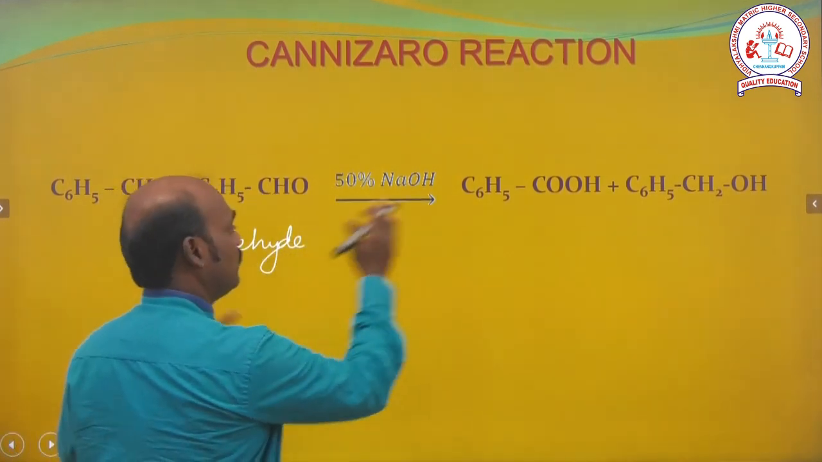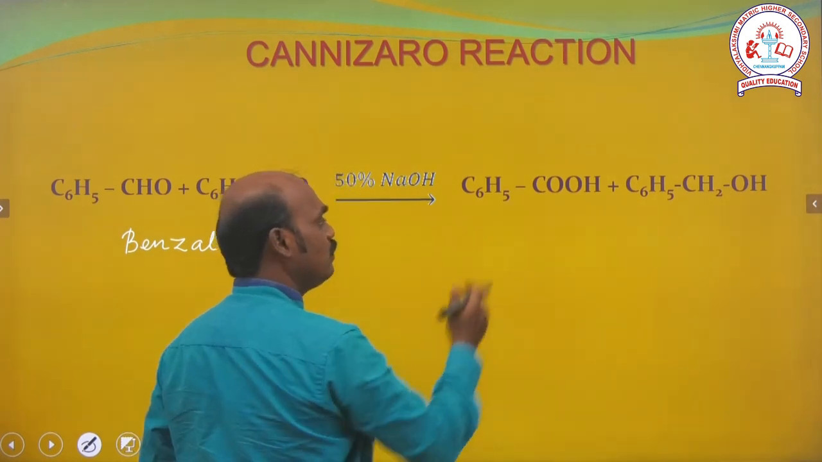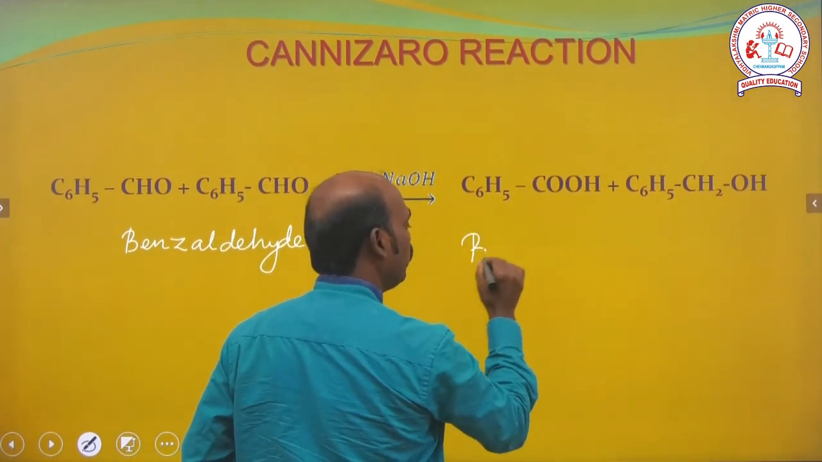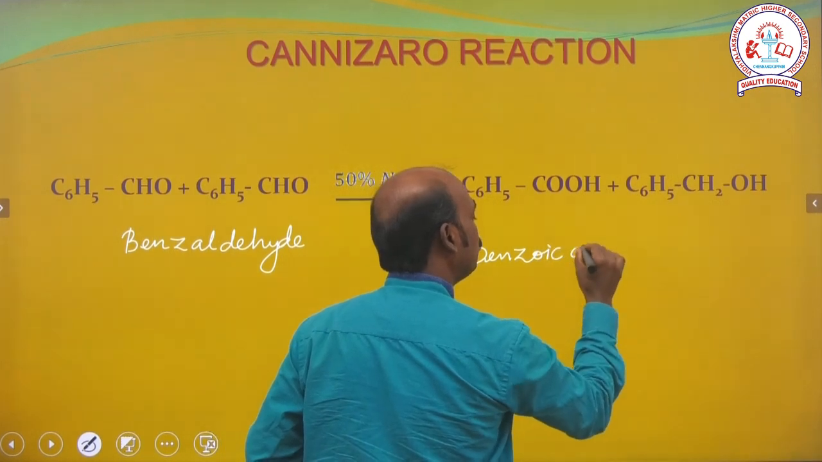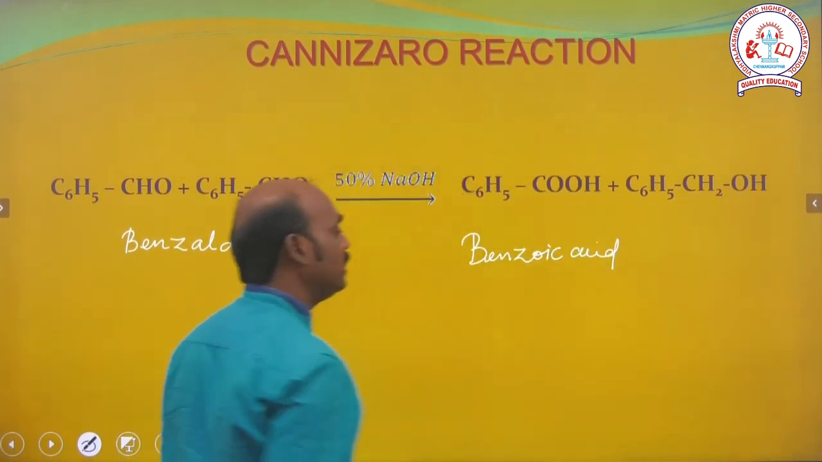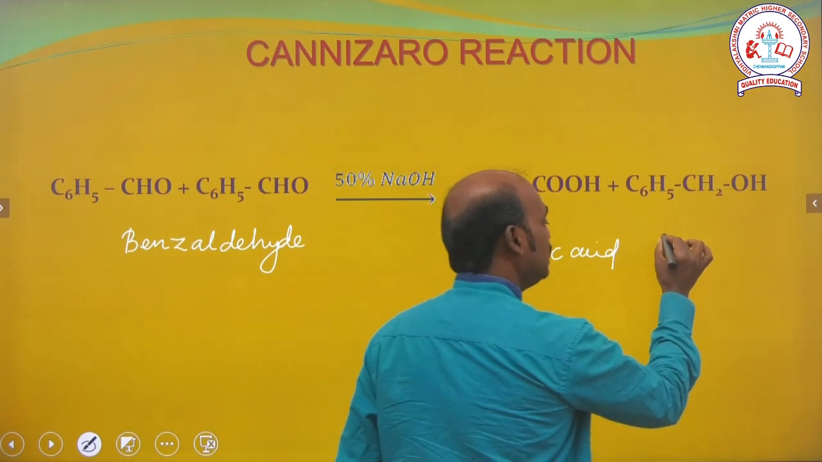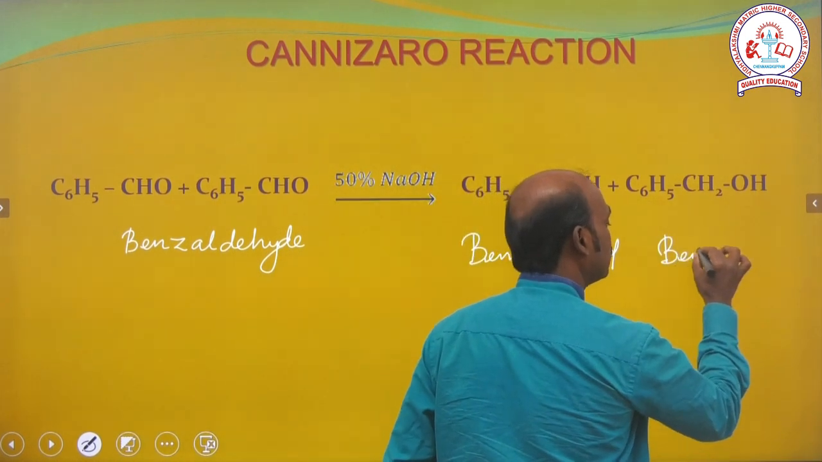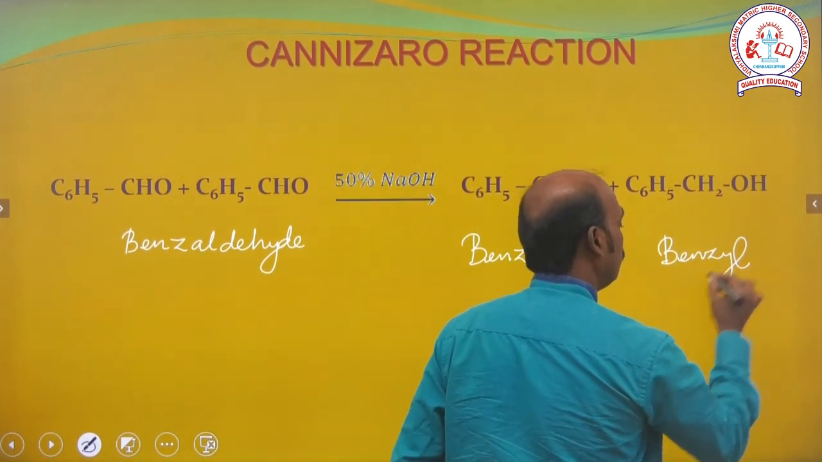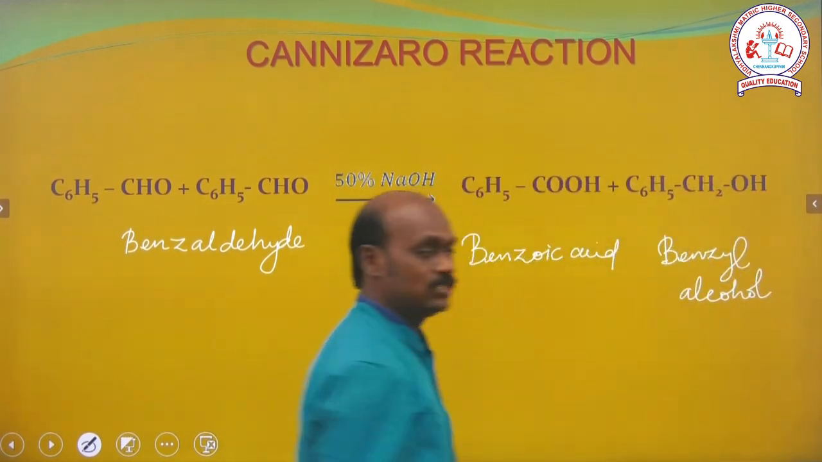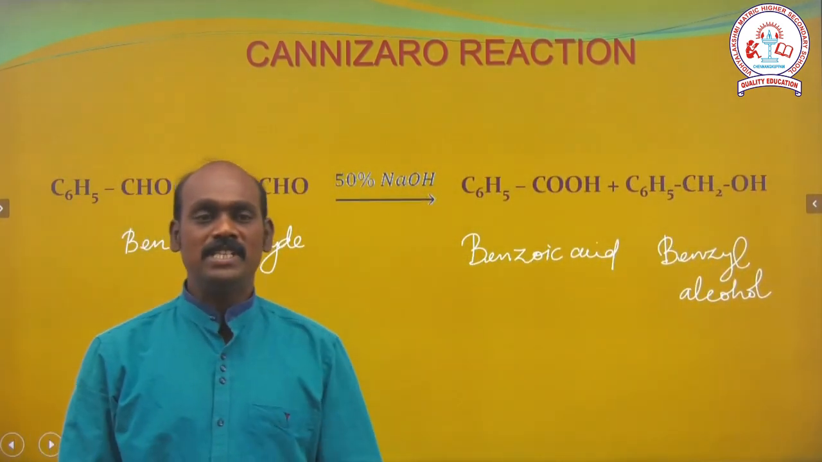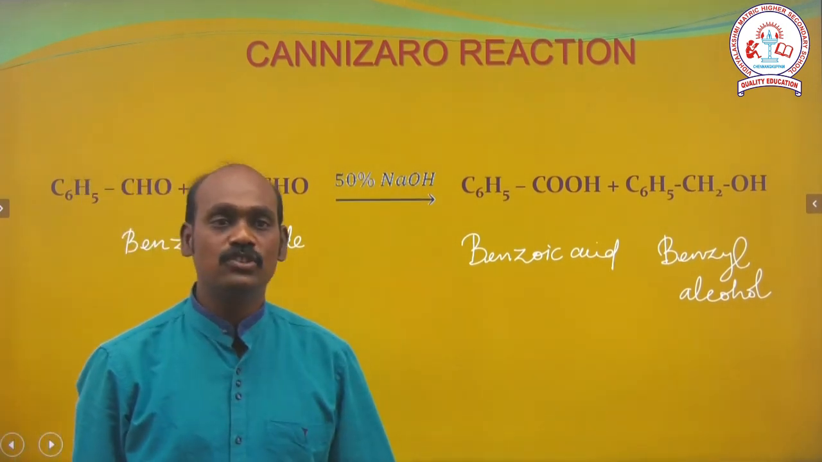One aldehyde will undergo oxidation, which produces benzoic acid. Benzoic acid is the oxidized product of benzaldehyde, and the other one is benzyl alcohol. Benzyl alcohol is the reduced product of benzaldehyde. So this is the best example for the simple Cannizzaro reaction.